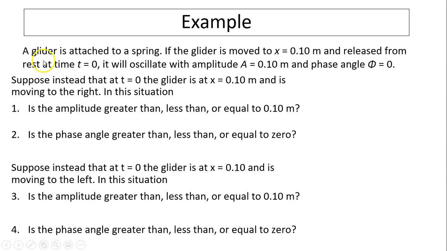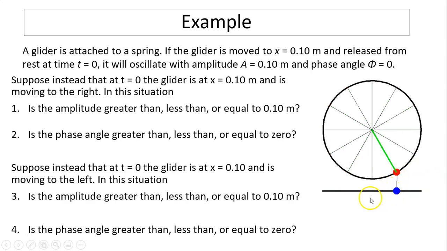Let's take a look at this example. A glider is attached to a spring. If the glider is moved to x equals 0.1 meter and released at time t equals 0, it will oscillate with amplitude A equals 0.1 and the phase phi equals 0. Suppose instead at t equals 0, the glider is at 0.1, but it's moving to the right. In this situation, is the amplitude greater than, less than, or equal to 0.1?